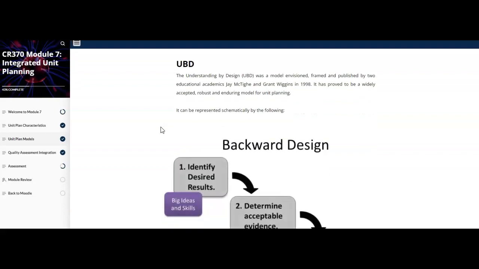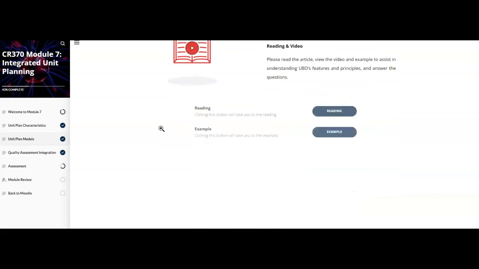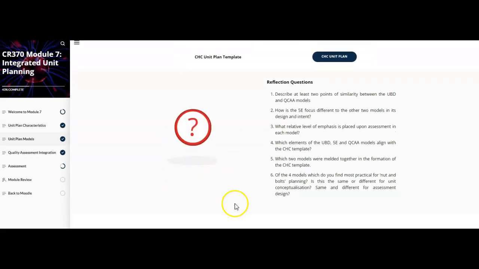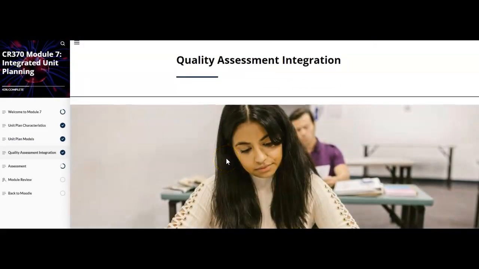Then we have a look at Understanding by Design. We're going to make time, and we'll have a look at what they call the backward design model that is apparent in their way of conceptualizing and also structuring a unit. So we'll have a look at that, and that's not unfamiliar to you at all. And we're going to compare and contrast that with the CHC template and see what elements in the template are drawing upon some of those things.